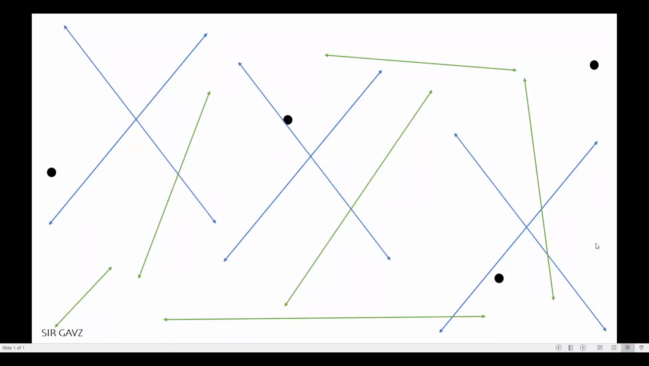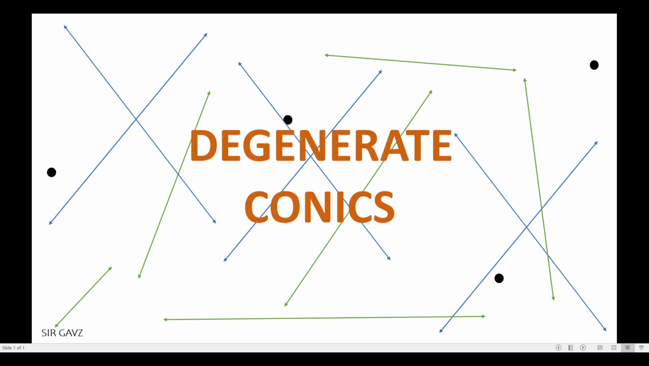Hello everyone, in this video I will be discussing degenerate conics. Degenerate conics can be two intersecting lines, a line, or a point. Now allow me to access Desmos.com on the web and let me show you what degenerate conics are.